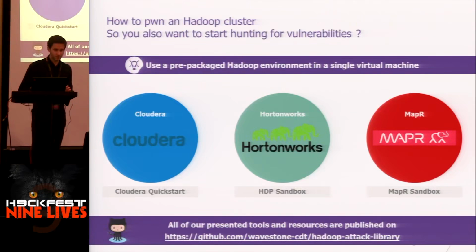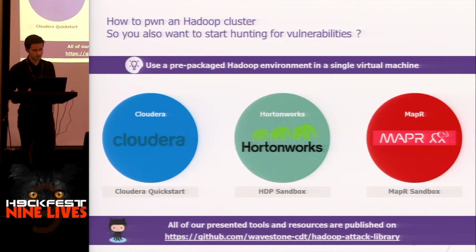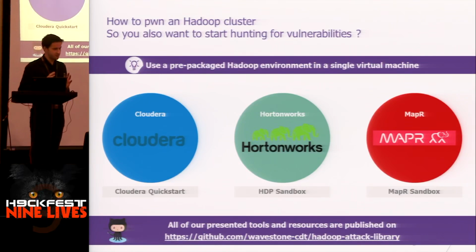So I hope to have encouraged you to join us on the bandwagon to start hunting for vulnerabilities. Deploying an environment could be a pain. Please use a prepackaged Hadoop environment, as I'm using here. Just use either the Cloudera QuickStart, the HDP Sandbox or the MapR Sandbox. Everything is packaged in a single virtual machine. You don't need terabytes or whatever. It's just a simple virtual machine. You need at least 5 gigabytes of RAM, because there's a lot of stuff inside.